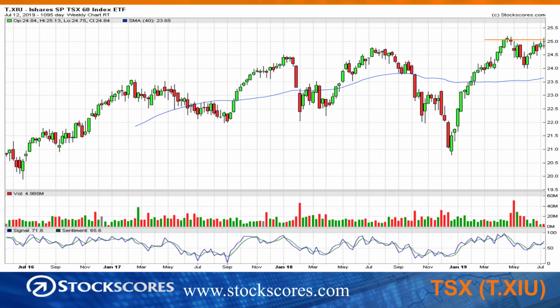We're basically stalling at it. We're in that sideways range. But I think this market ultimately will continue higher. It just is going to take a little bit of time to get through that resistance level.